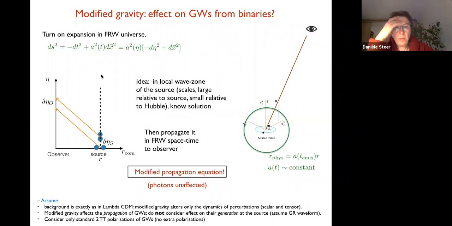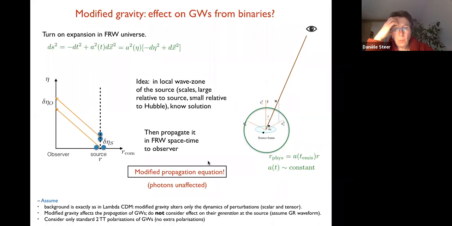So this is a slide which I showed you last time, where I explained that if you wanted to calculate the waveform for your binary system at some large cosmological scale from the binary, the simplest thing to do is to take the waveform in the Minkowski space solution. So when you're in the local wave zone of the source, on scales which are large relative to the source but small relative to the Hubble scale, you know the solution here, and then propagate it through your expanding universe to the observer.